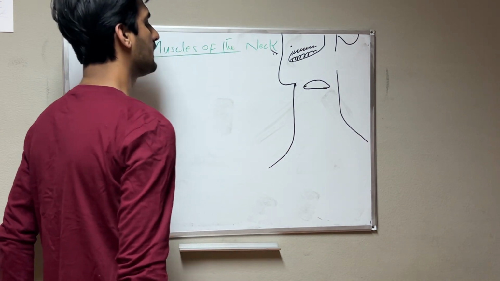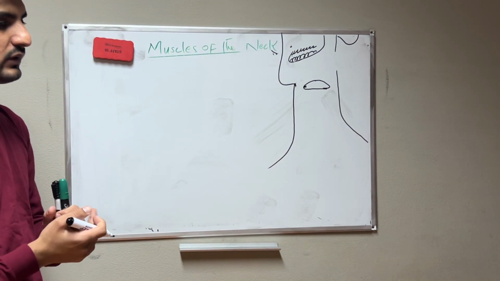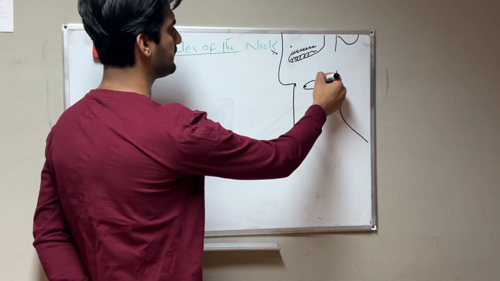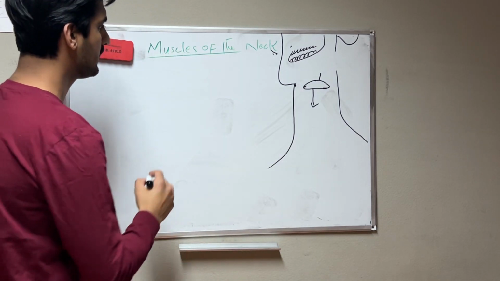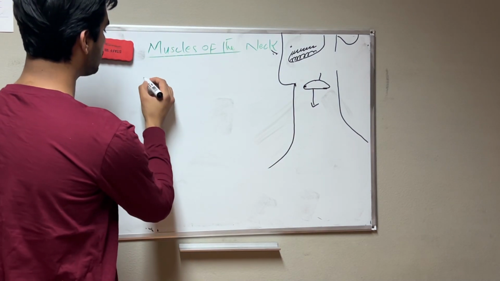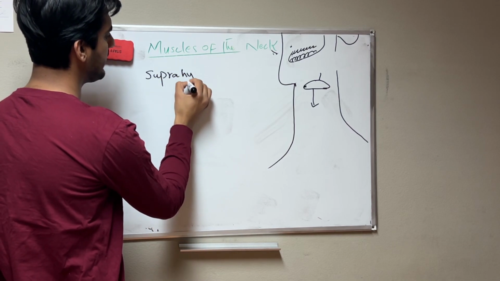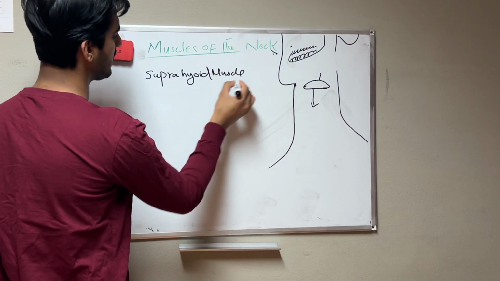Hyoid bone. Now for the hyoid bone, we have two groups of muscle, which we also include in the neck region. In the neck muscles we have the suprahyoid muscles and the infrahyoid muscles. First we are going to discuss the suprahyoid muscles. In the suprahyoid group we have four muscles.